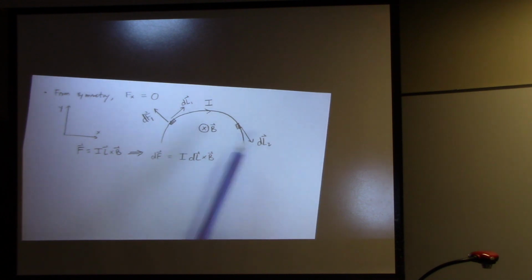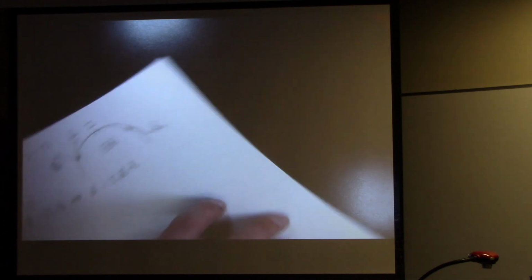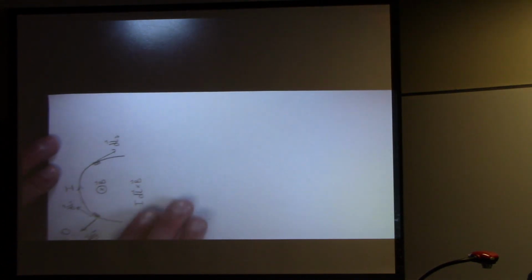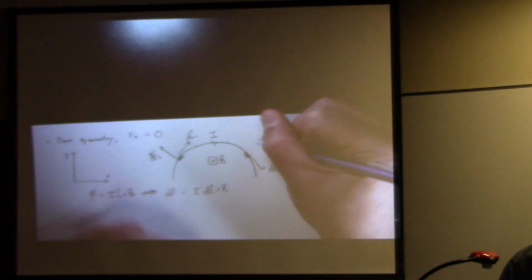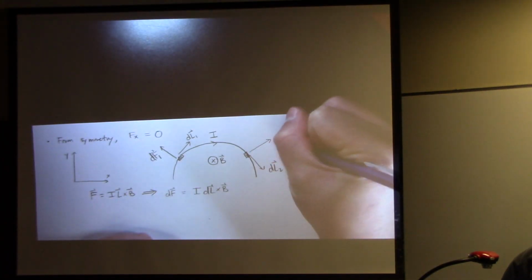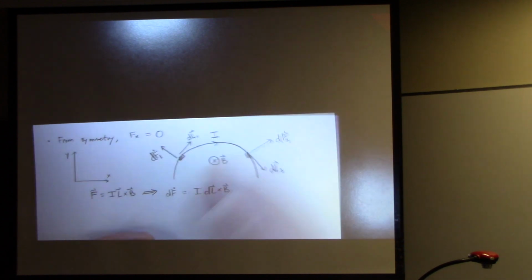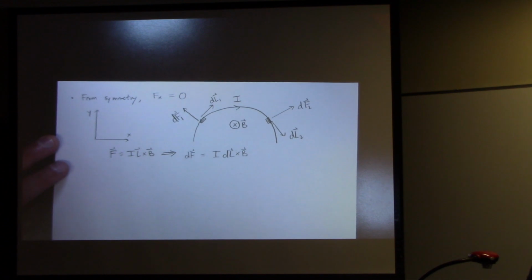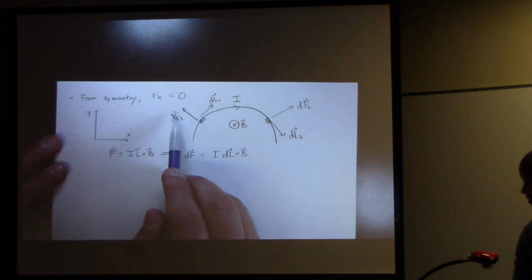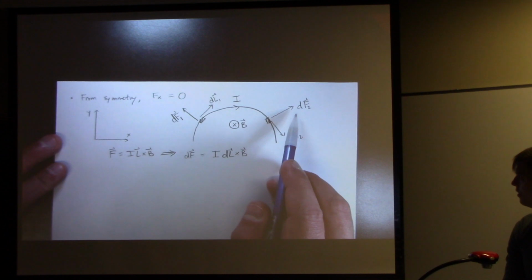Now, what if I'm over here, talking about this segment? Well, similar thing, dl cross B. Point the fingers of your right hand in the direction of your dl. Curl them in the direction of your B field, which is into the page. And now your thumb is pointing in the direction of the force, which, just like before, is going to be pointing away from the center of the circle, like this. Now, one thing you'll notice about dF1 and dF2 is that it's totally symmetric.